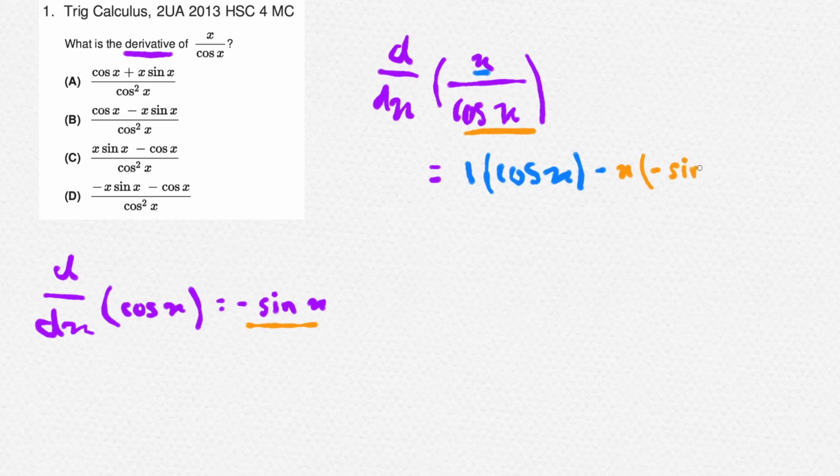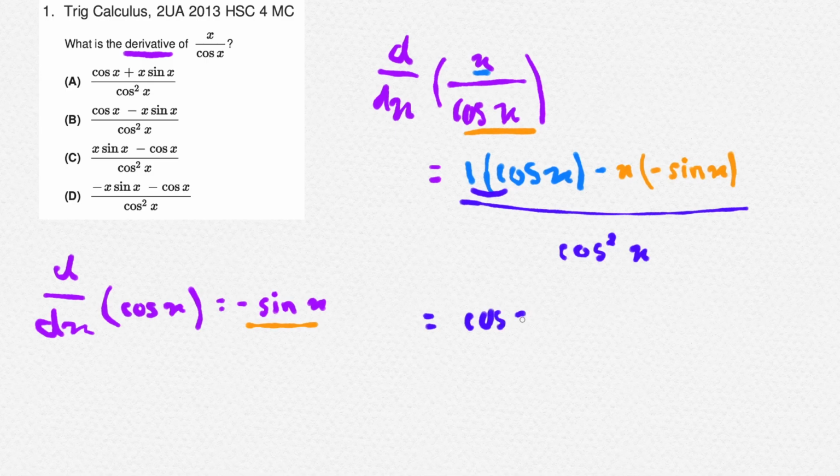Now, in the quotient rule, we always square the denominator of the fraction. So, to support our working out, we will divide this by cos squared x, since the denominator is squared. Now let's simplify this. 1 times cos x is simply cos x, minus x times minus sine x is plus x sine x. Now, divide this by cos x squared, and your final answer will be cos x plus x sine x divided by cos squared x.